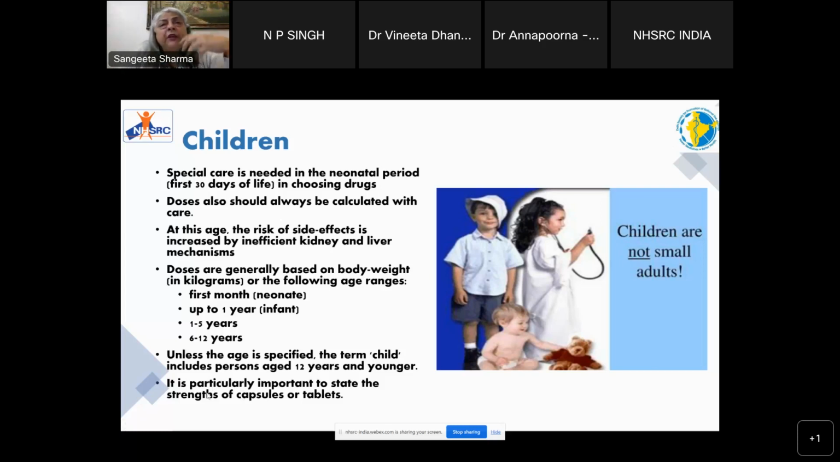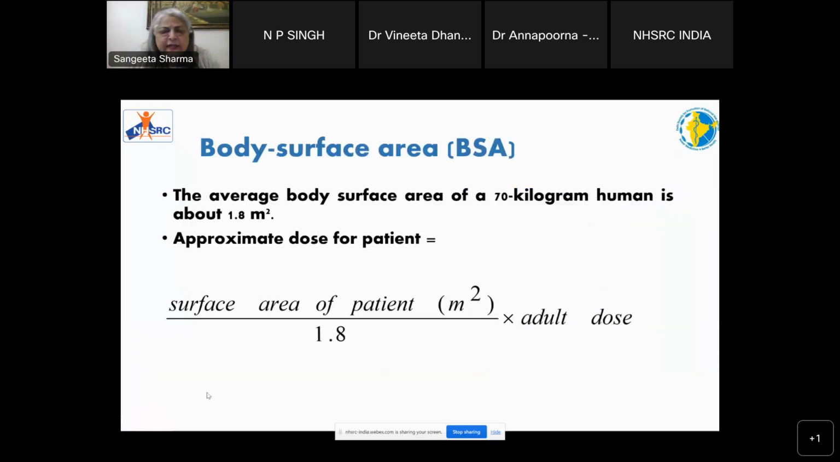Many of us believe that all strengths are similar. No, there are several different formulations of a drug. Particularly, if you just go back and see paracetamol, this iron preparation, there are many more strengths which are available in the market. So always write the strength, particularly when you are writing it for a child.